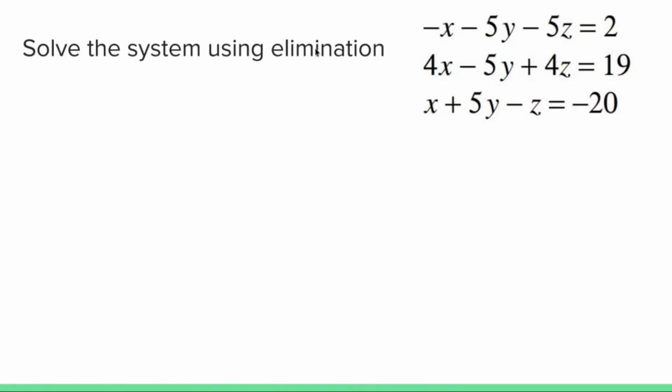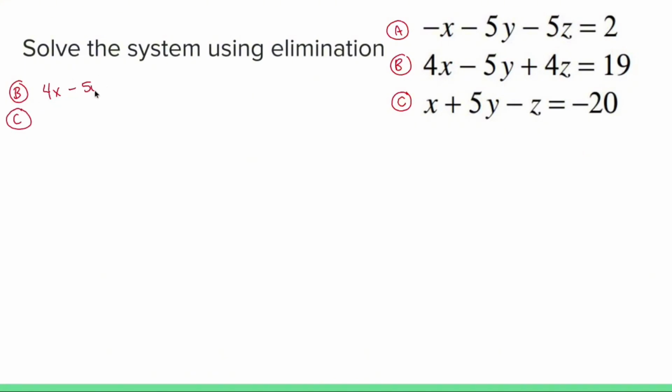Solve the system using elimination. Ooh, I love this. I can see by looking at this that I have a negative 5y, a negative 5y, and a positive 5y. I'm going to label this row A, this row B, and this row C. I'm going to use elimination on rows B and C, because the y's will go away. So let's focus on row B and row C and write those out.